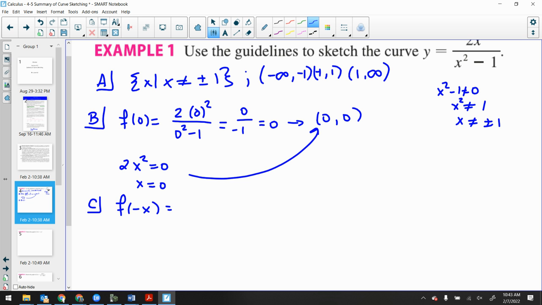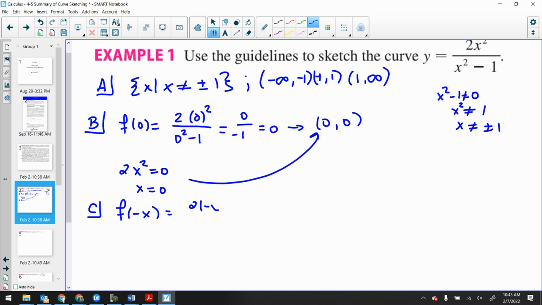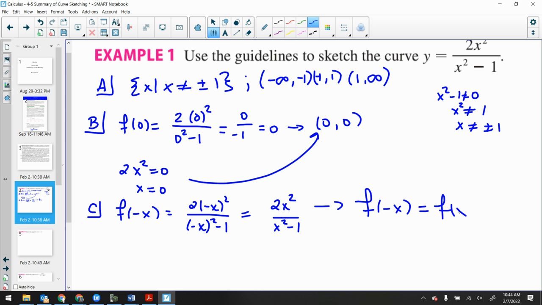All right, let's find f of negative x. That's 2 times negative x squared over negative x squared minus 1. So that's 2x squared over x squared minus 1. What happened when we plugged in negative x? We got the original, which means it's even. We have said here that f of negative x is f of x, so it is even. That means if we know the right side, we know the left side.